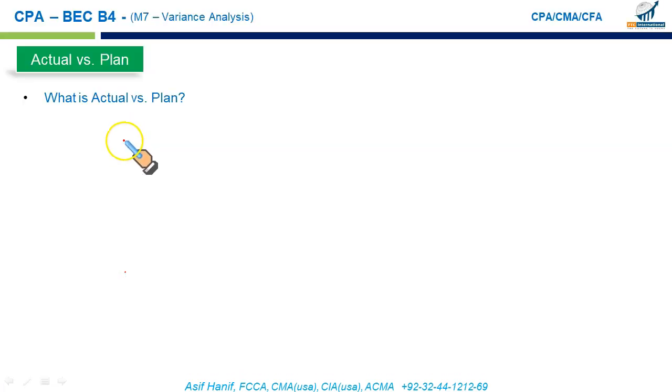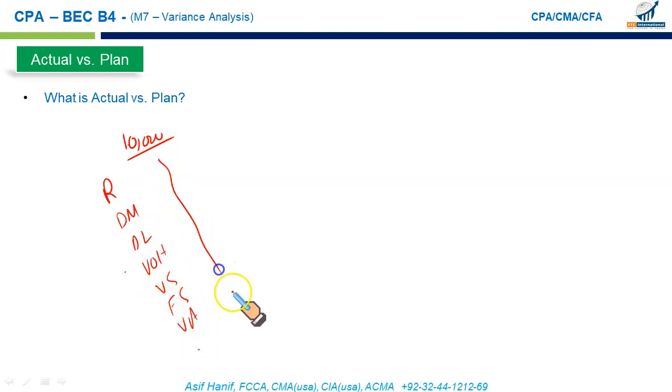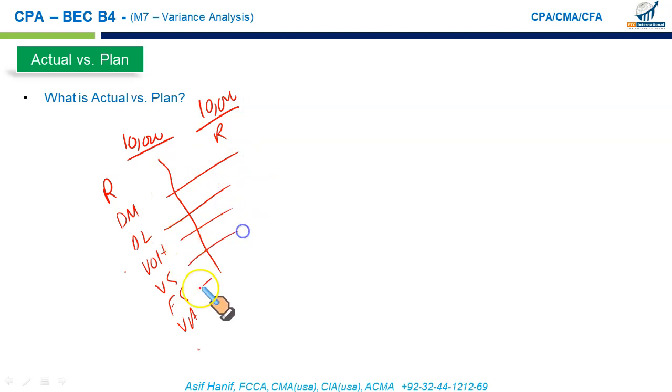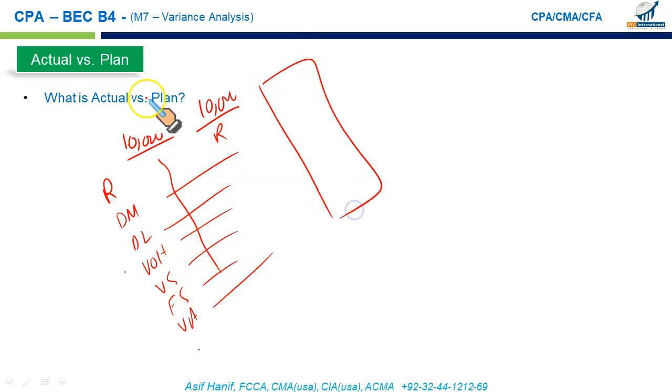Let's say at the start of the period, we plan to produce 10,000 units and sell 10,000 units. So we expect certain revenue, we expect certain direct material cost, labor cost, variable overheads, variable selling, fixed selling, variable administration, and all that. And let's say if we are successful in producing and selling 10,000 units, we will have the actual revenue, actual material, actual labor, and all that. So we will then compare this 10,000 sales budget, 10,000 production, administration and everything versus 10,000 actual results.